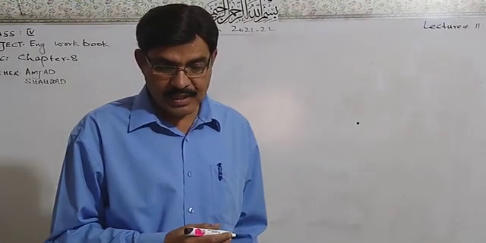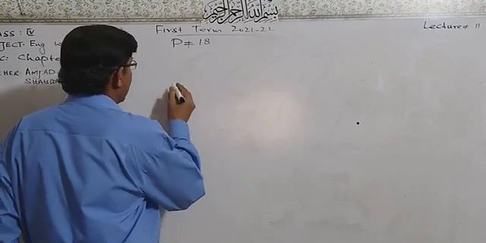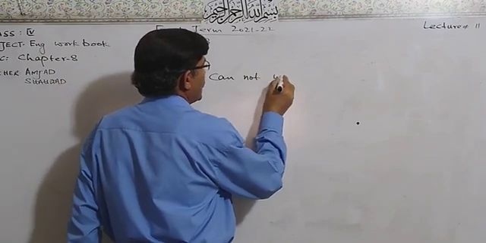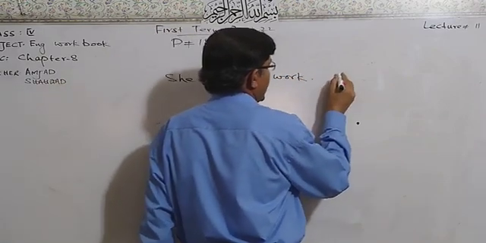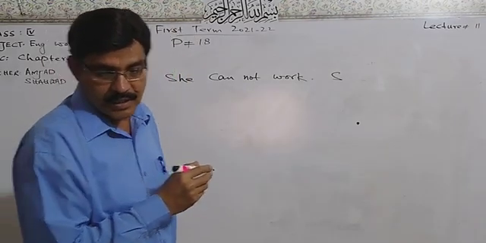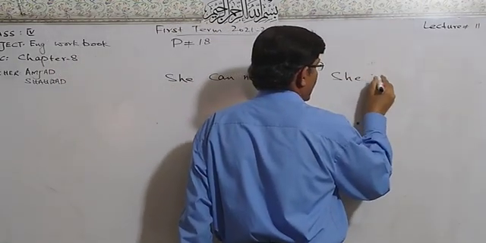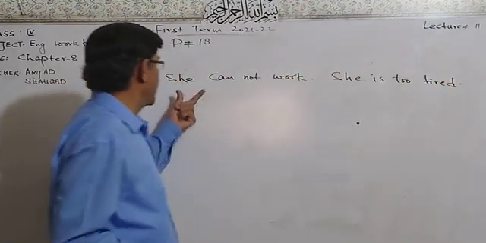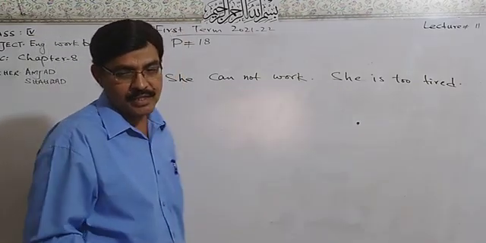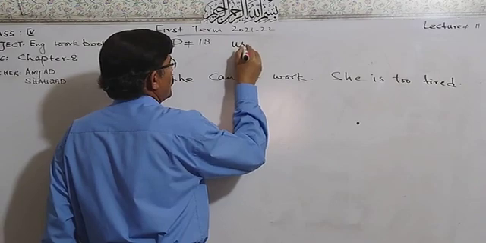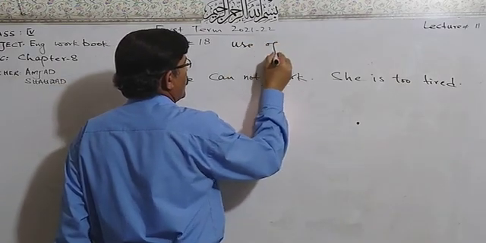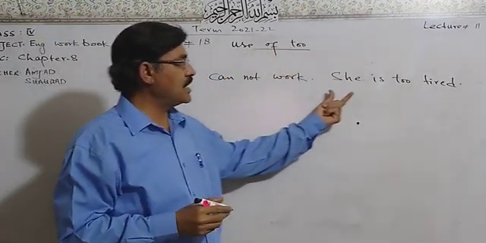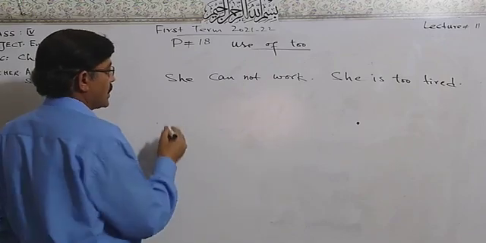"She cannot walk, she is too tired." For example, "She cannot work, she is too tired." This is the use of "too". She cannot work, she is too tired. She is too tired to work.